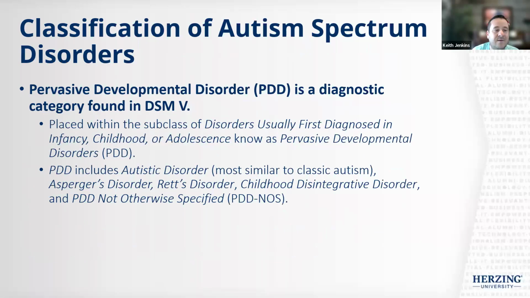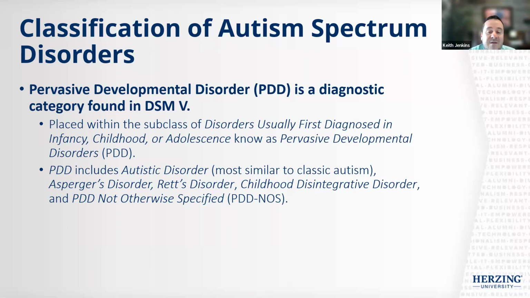And trying to go through the boring stuff quickly here. The diagnostic criteria for autism spectrum are found in the Diagnostic and Statistical Manual of Mental Disorders, or the DSM-5. For those of you who are not psych people, that's basically the psychiatry Bible. It gives us all the diagnostic criteria for how we diagnose mental disorders.